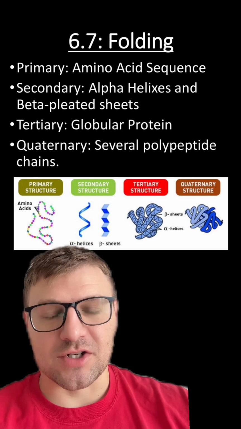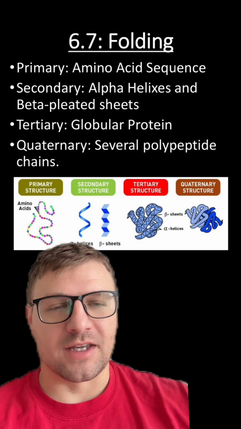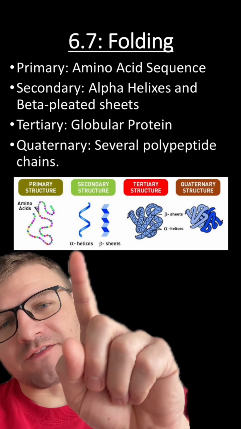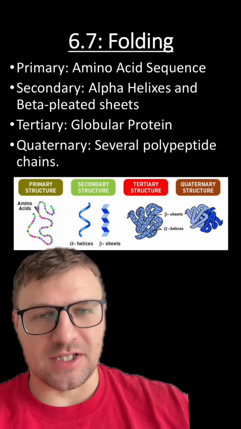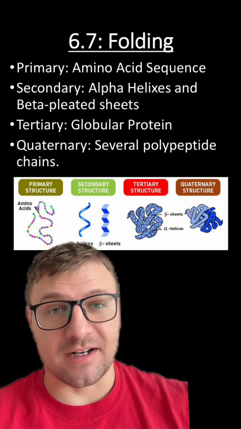The secondary structure is going to be when those amino acids start interacting with each other and forming things called hydrogen bonds. These hydrogen bonds will either create something called an alpha helix or a beta pleated sheet. These are just going to be the 2 structures that we identify as being the secondary level of a protein.